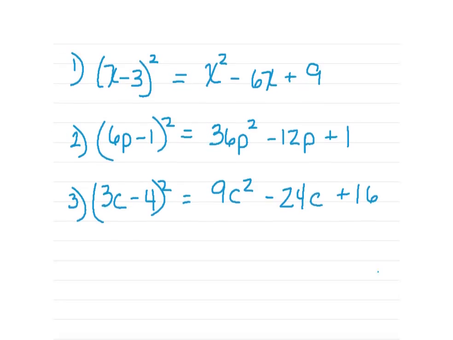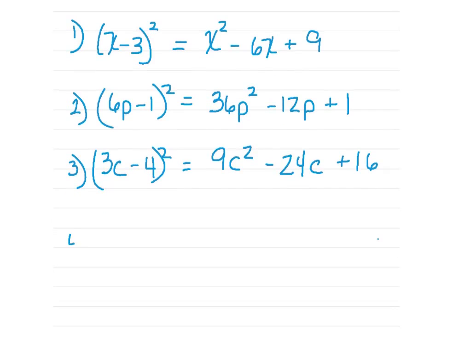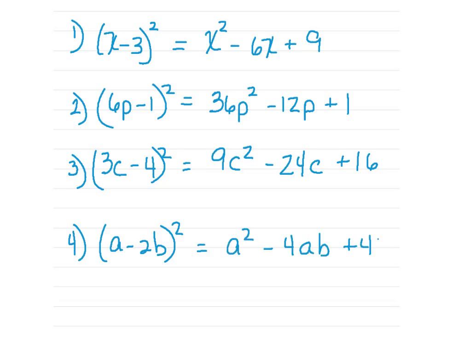Try number 4 on your own. I have a minus 2b squared. Pause the video, work it out, then hit play to check your answer. The answer is a squared minus 4ab plus 4b squared.